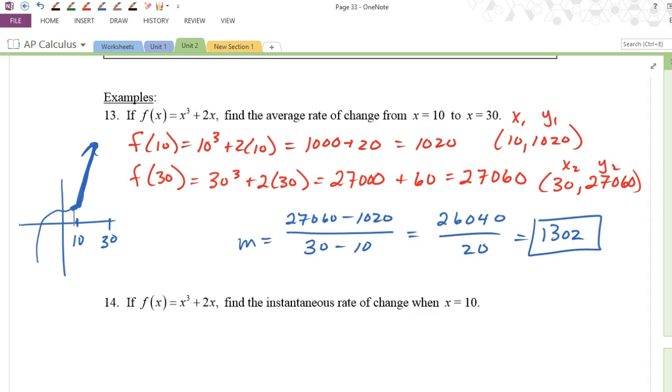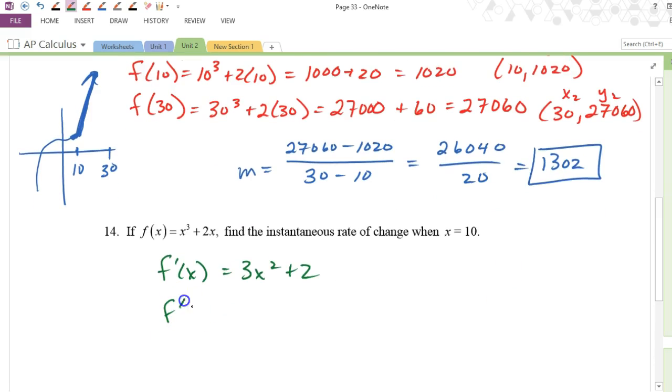The instantaneous rate of change is much more valuable. Instantaneous rate of change is simply finding the derivative and then plugging in the x value. So what's the derivative of my given function? 3x squared plus 2, and then all I do at that point is find my derivative at 10. Instantaneous is exactly the slope at that spot. And you use the derivative for that one, exactly. Not for average.